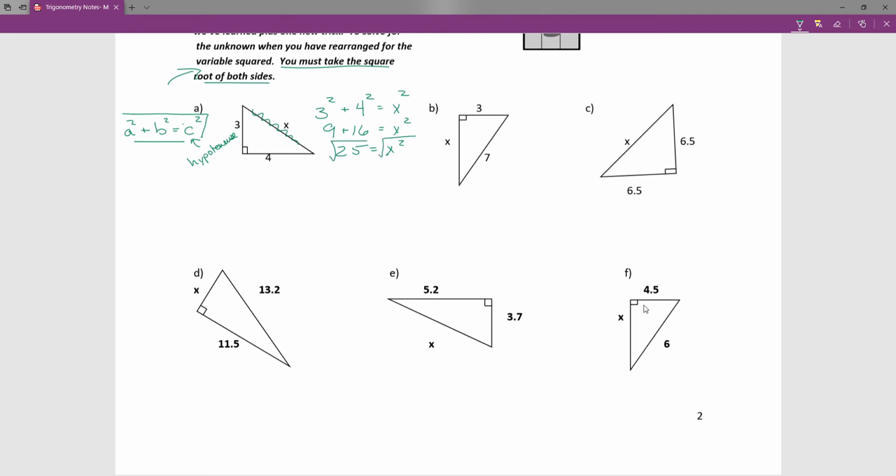If I square both sides, the square root of x squared is x. And in this case, the square root of 25 is 5. That is a perfect square, which is awesome. It is the example that we just saw at the top, but oftentimes we have to approximate these.